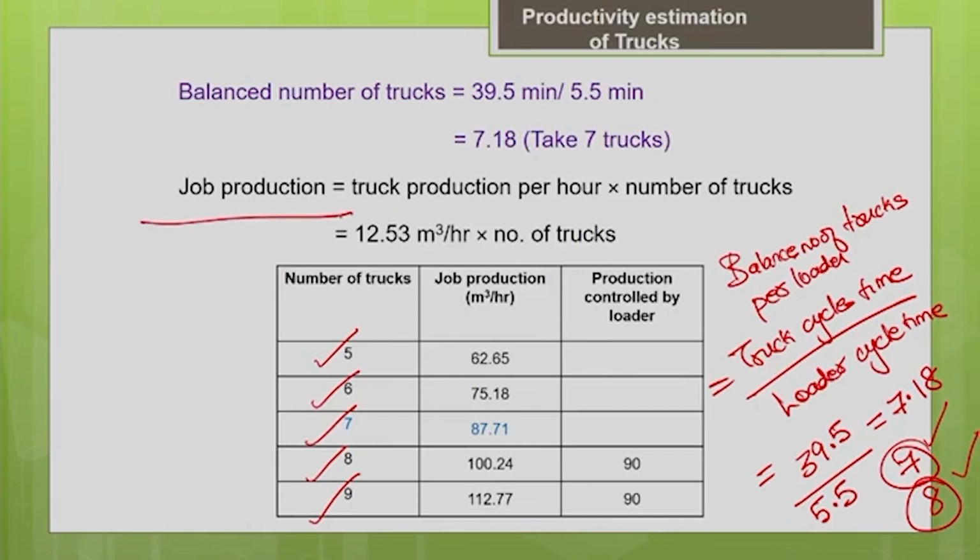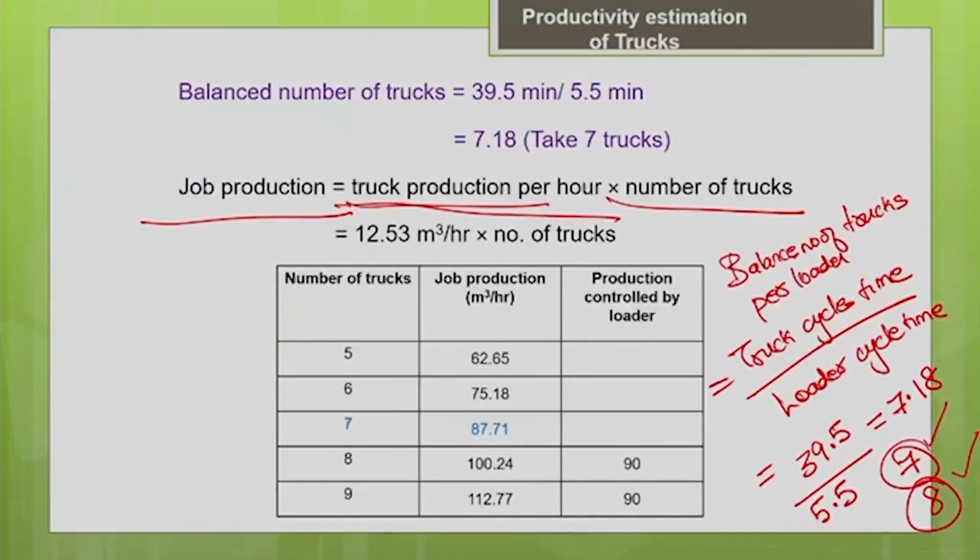So, basically how to estimate the job production? It is nothing but your single truck productivity multiplied by number of trucks, that will give you the job production. Provided the number of trucks is lesser than or equal to the balance number, your truck cycle time will govern the productivity. Here the actual balance number is 7.18.